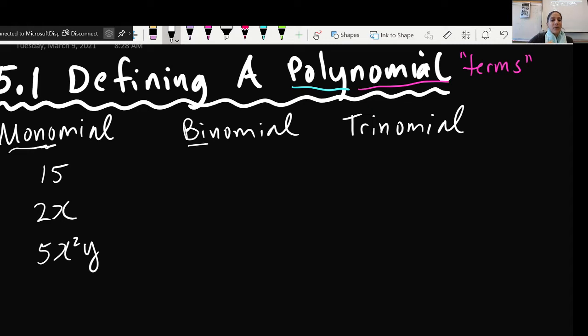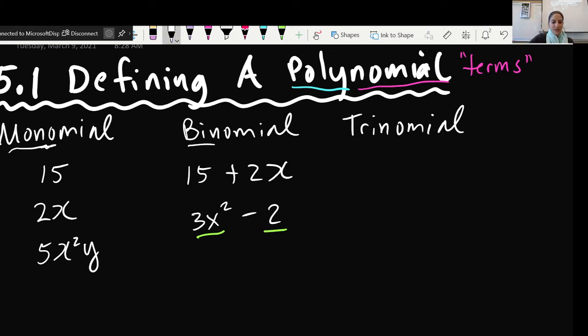Binomial, what do you think that binomial means? How many terms? There's two terms. So if, well, why don't I take the first two here and combine them? 15 plus 2x would be an example of a binomial. If I had something like 3x squared minus 2, that is still a binomial because the minus sign is separating them, but this would be 1, 2 different terms.